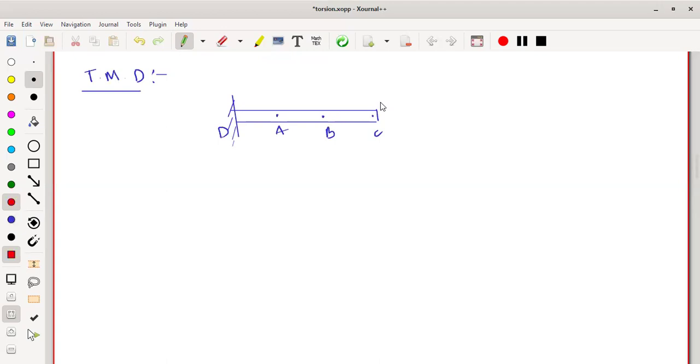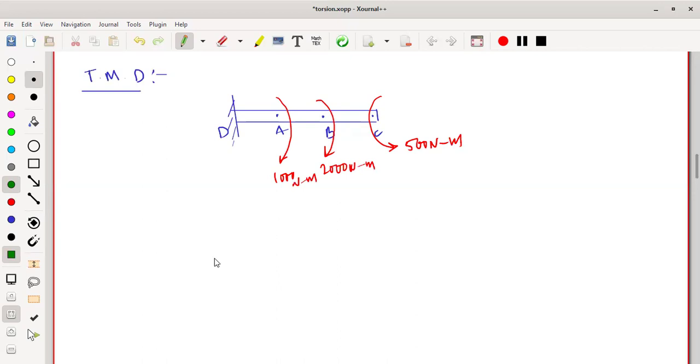So the shaft is subjected to, here it is a 500 Newton meter torque. Here it is a 2000 Newton meter torque, and here, let you consider, 1000 Newton meter torque. These are the different torques acting on a shaft. So you have to draw the twisting moment diagram for this. The procedure is very simple.